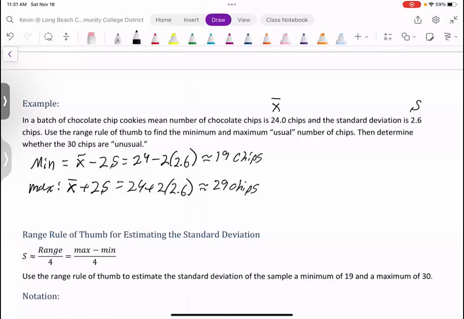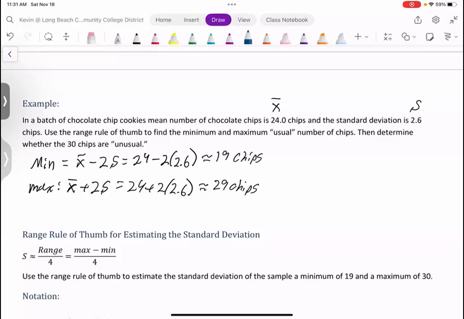I grab a chocolate chip cookie, I count the number of chips on it, and there are 15 chips on it. Ooh, that's below my minimum. So that's unusually small amount of chocolate chips. So when they say determine whether 30 chips are unusual, yeah, 30 chips are unusually high, pardon me.